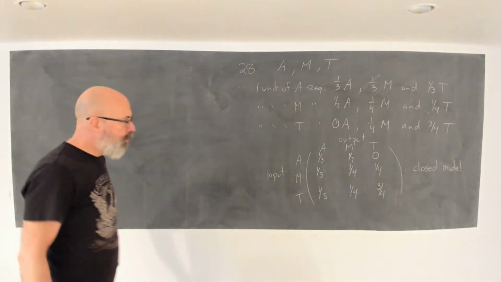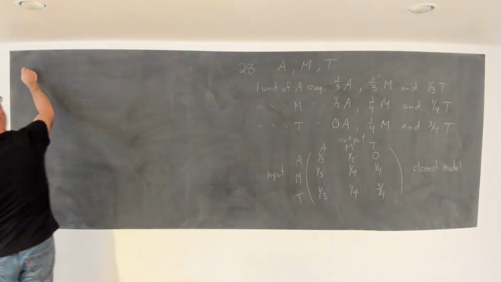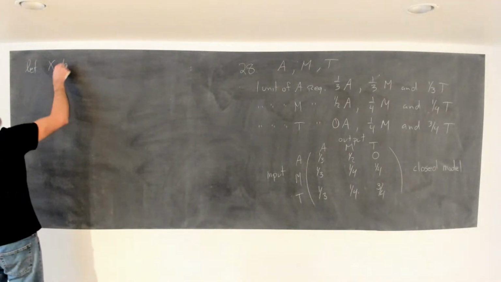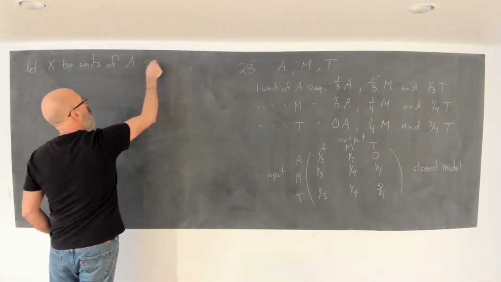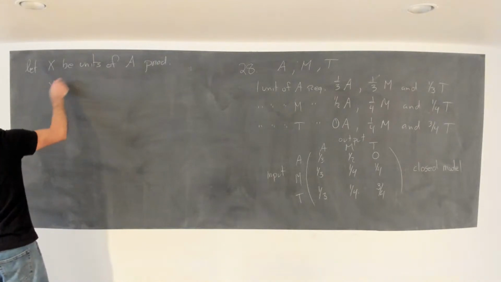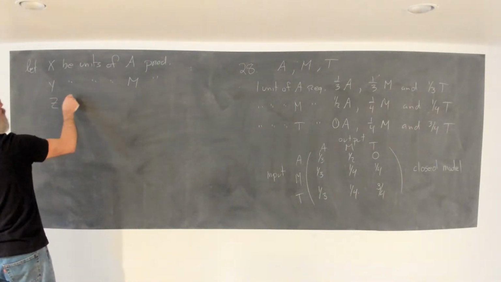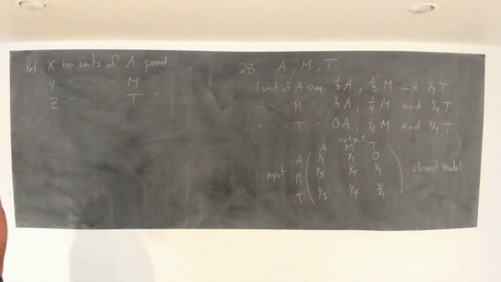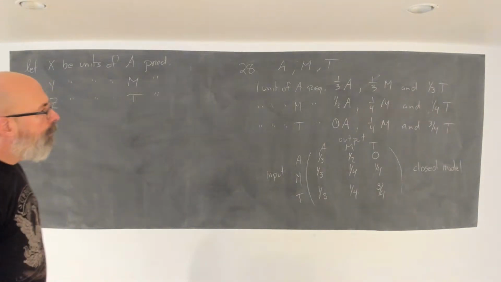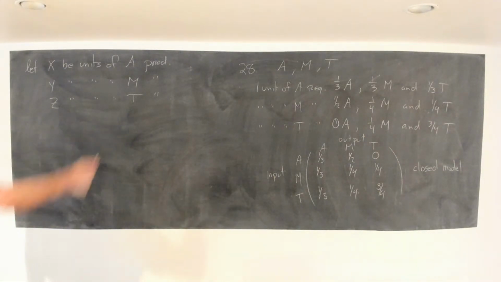Let's go ahead and introduce some variables. Let X be the units of agriculture produced, Y the units of manufacturing produced, and Z the units of transportation produced. The question is, what is the ratio of each that needs to be produced?